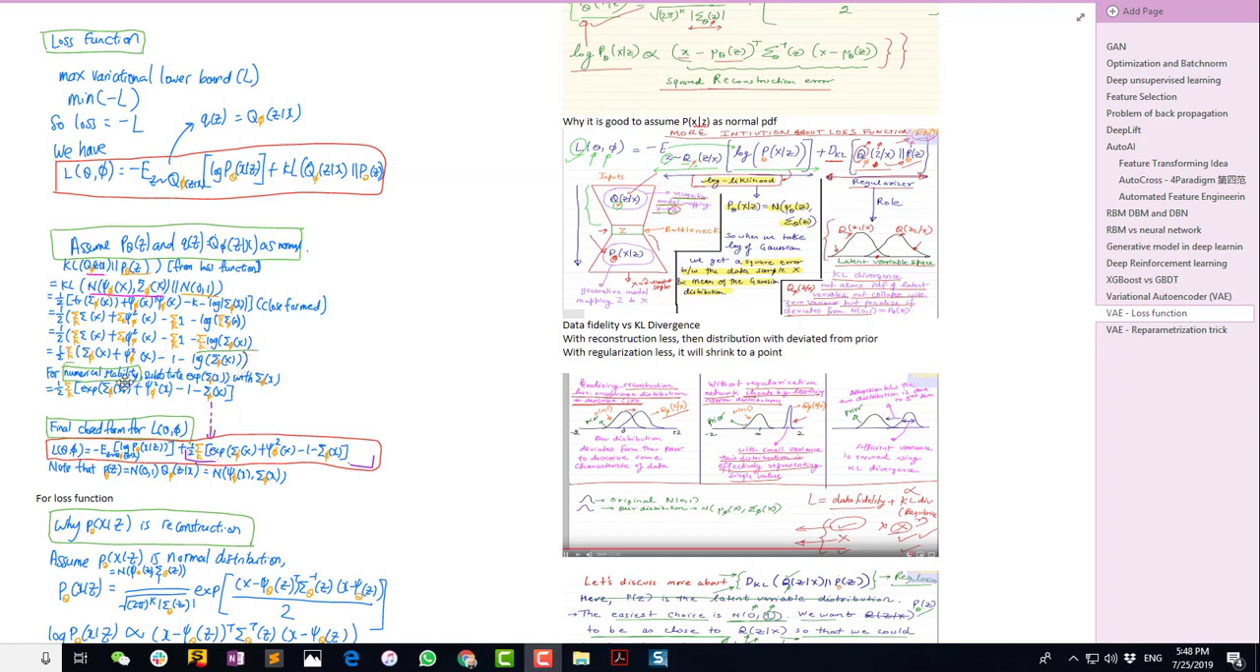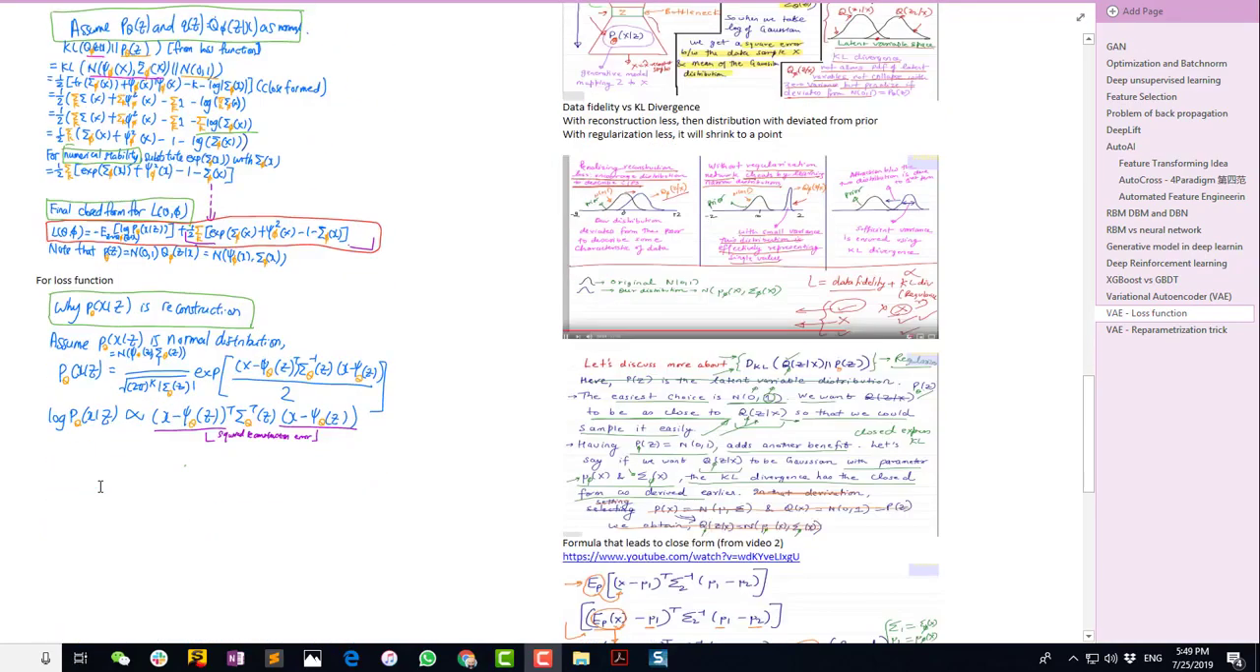Now for numerical stability, we substitute the exponential of the variance with the normal variance, and it becomes the result here. We now substitute this into the K term here, and it becomes this formula. So this is the closed form formula for the loss function.